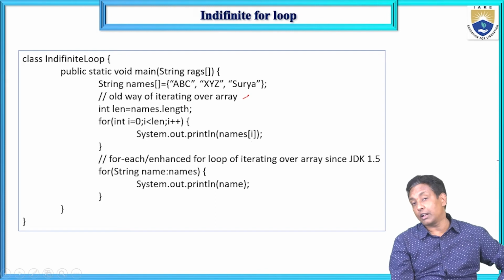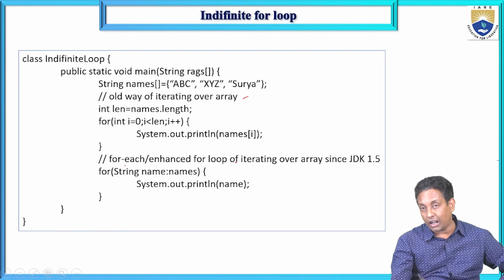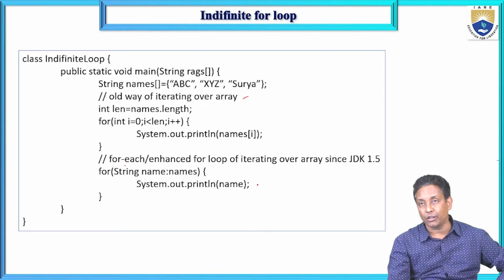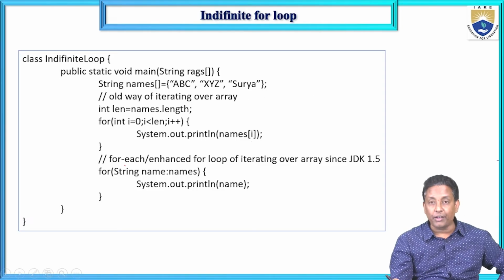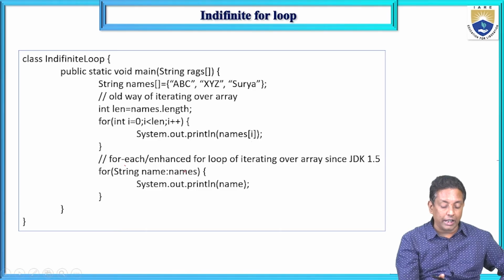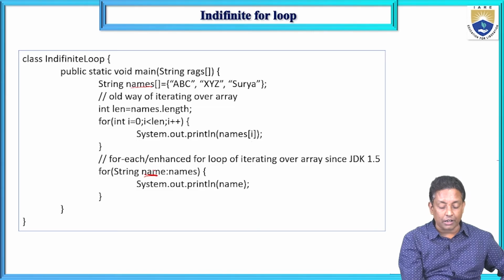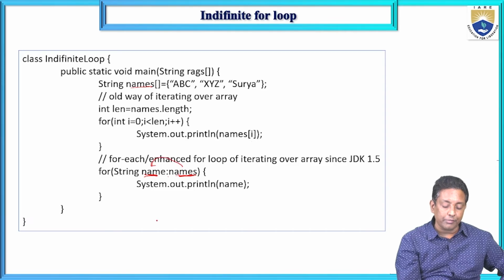The new way of iterating over an array is the for each loop, or enhanced for loop. This syntax started from JDK 1.5 onwards, from 2005, I believe. So String name colon names, where names is a string array, and name is a scalar variable. From the names string array, each value will be populated into the name variable.